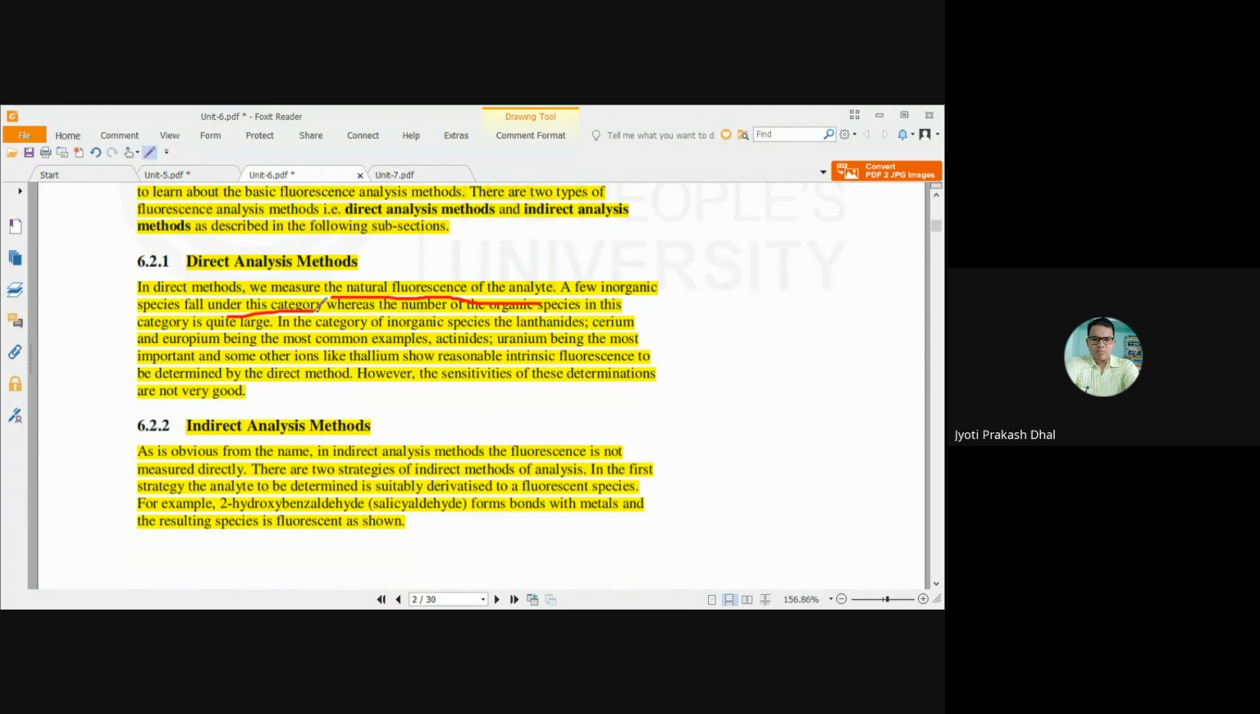A few inorganic species fall in this category, but the number of organic species in this category is quite large. Among inorganic species, lanthanides, with cerium and europium being the most common examples, fall here. So that means inorganic complexes of lanthanides like cerium and europium are more common examples, and similarly complexes of actinides like uranium are most important, and some others like thallium also have reasonable intrinsic fluorescence properties.